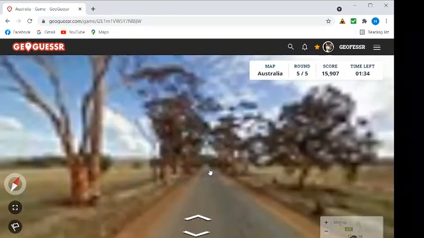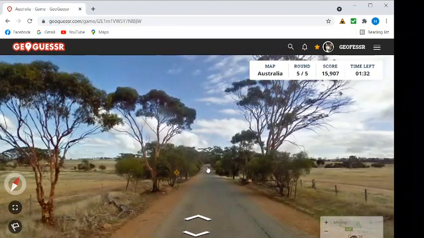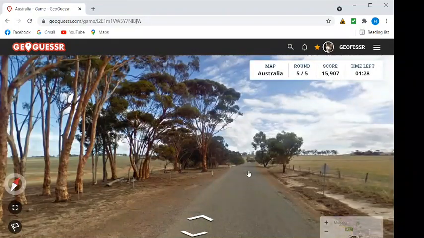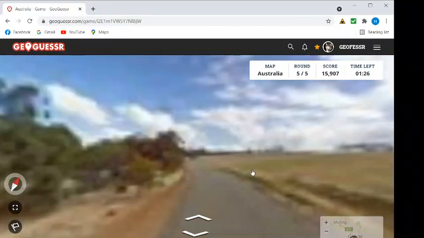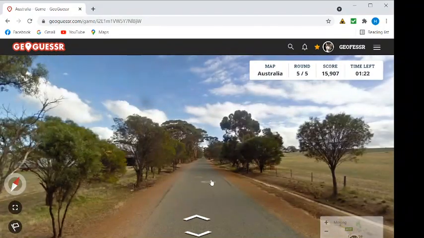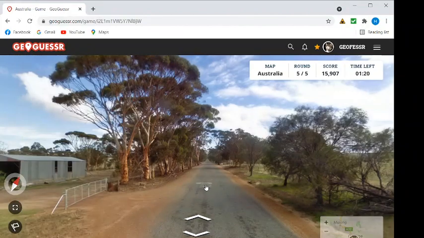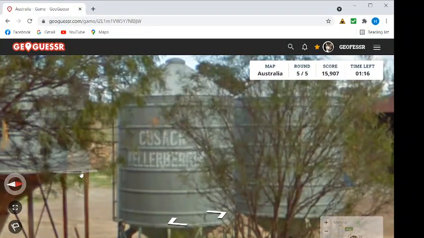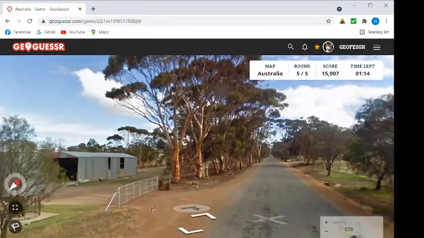Okay, now we're in an area with better coverage, and so we are much happier. Let's see, Cusack something.